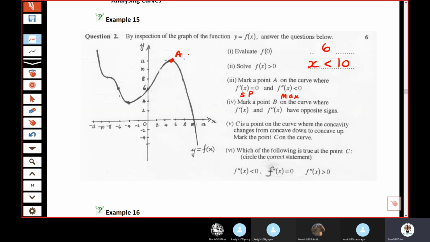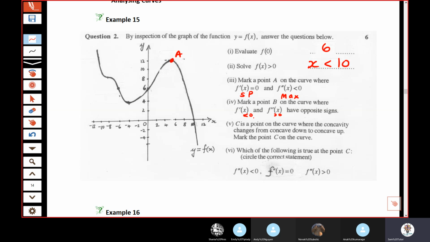Is it? It is, isn't it? Mark a point B on the curve where y dash and y double dash have opposite signs. That usually gets everybody because they're like, well, what does opposite signs mean? Negative or positive. That's it, as long as one's negative, one's positive. Does the order matter? They're trying to tell you we don't care. Just pick one that's positive and negative. You pick. Y dash, negative or positive? Negative, so this one's less than 0 and this one's greater than 0.